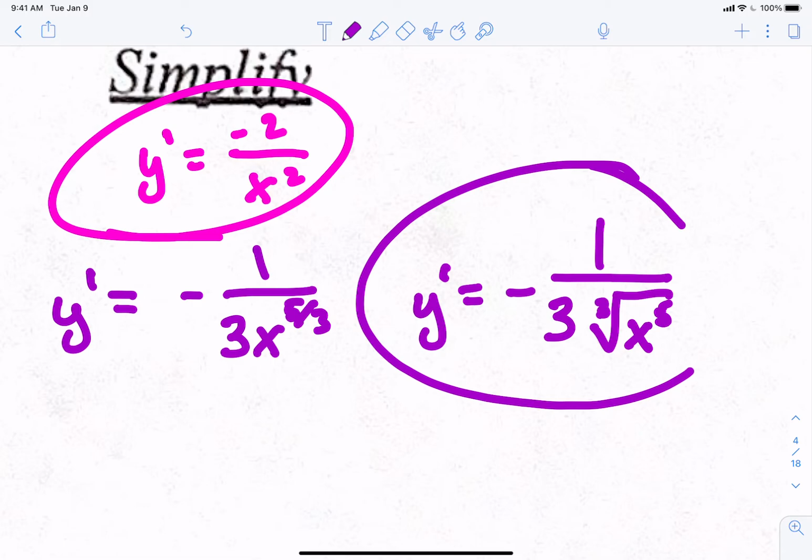What does that say? Cube root of x to the 5th. Numerator goes inside. Numerator goes inside. Yep.